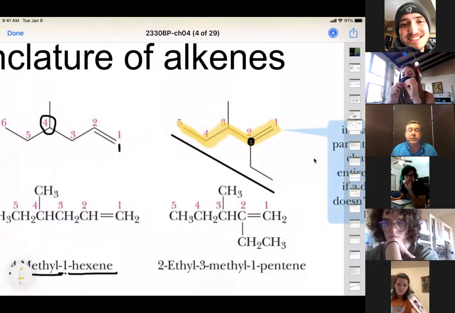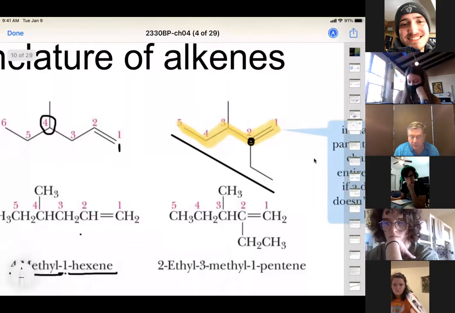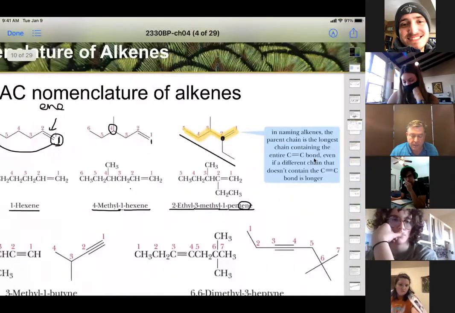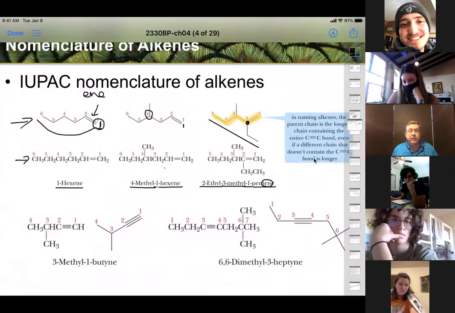Now we put our substituents. We have an ethyl group on the 2, a methyl group on the 3, alphabetize that, 2-ethyl-3-methyl-1-pentene. Again, the double bond is the EN right here. All right, is this starting to make a little sense?